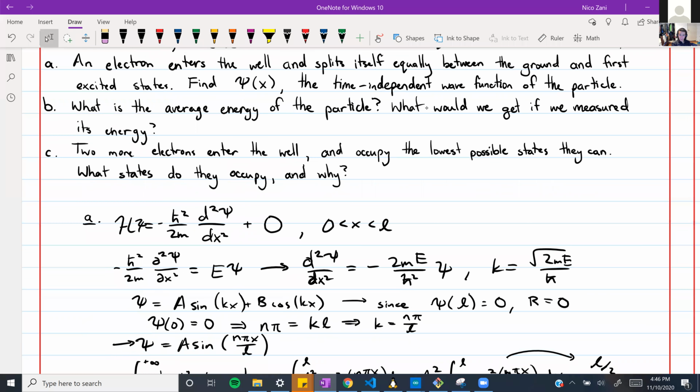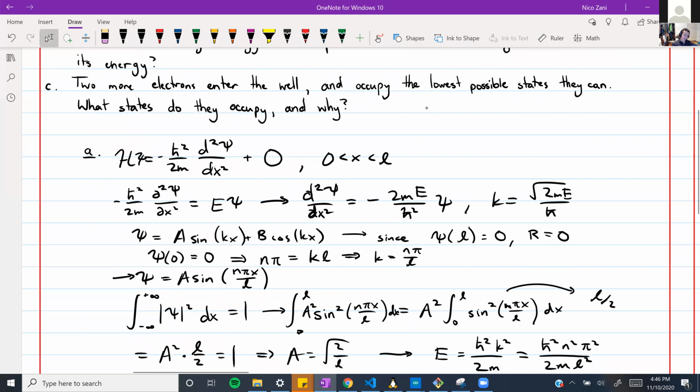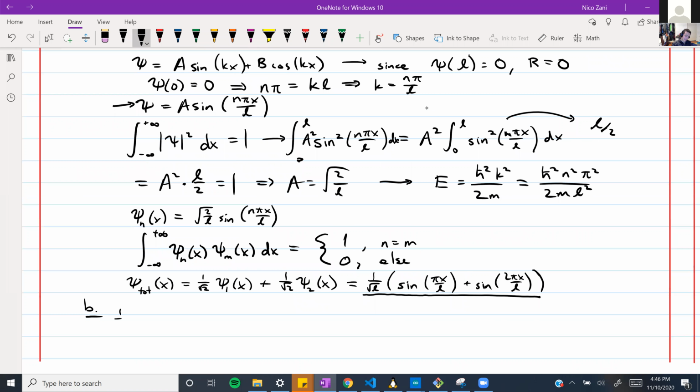What is the average energy of the particle? Well, since it's half split in one and half split in the other, we can generally say that the expected energy of the system is half of the first energy plus half of the second energy.